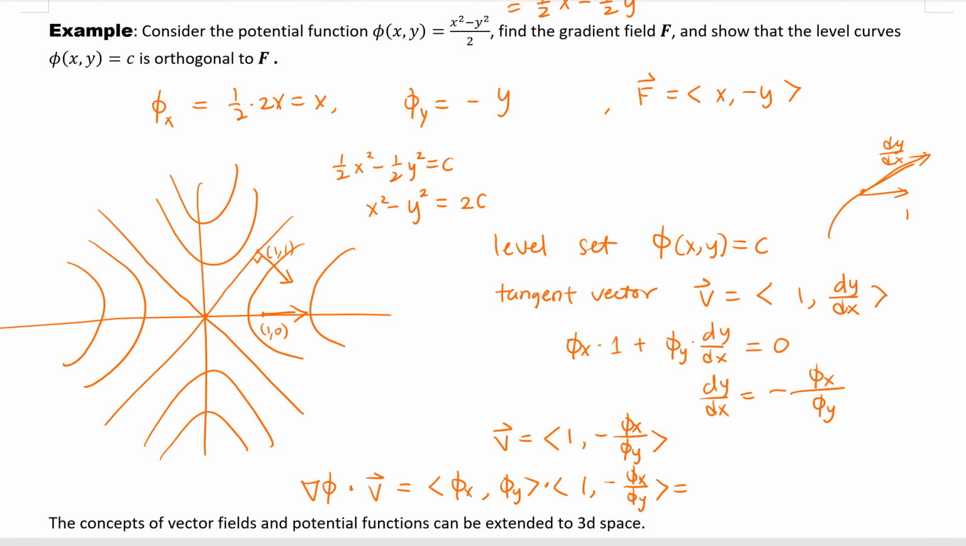So that will give us 5x times 1 minus 5y times 5x over 5y. This cancels. Oh, 5x minus 5x equals 0. Okay. So far so good, everybody.